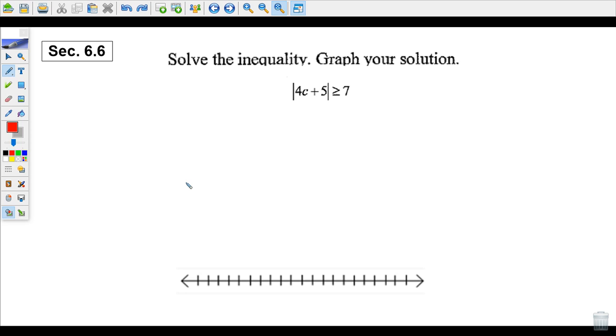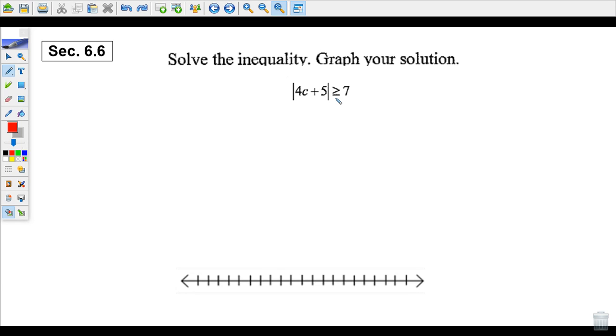So in this one, we're going to solve the inequality and we're going to graph our solution. This is an absolute value inequality. So absolute value, we have to isolate the absolute value symbols first, and then whatever inequality symbol is left is going to determine whether it's an and or an or compound inequality.